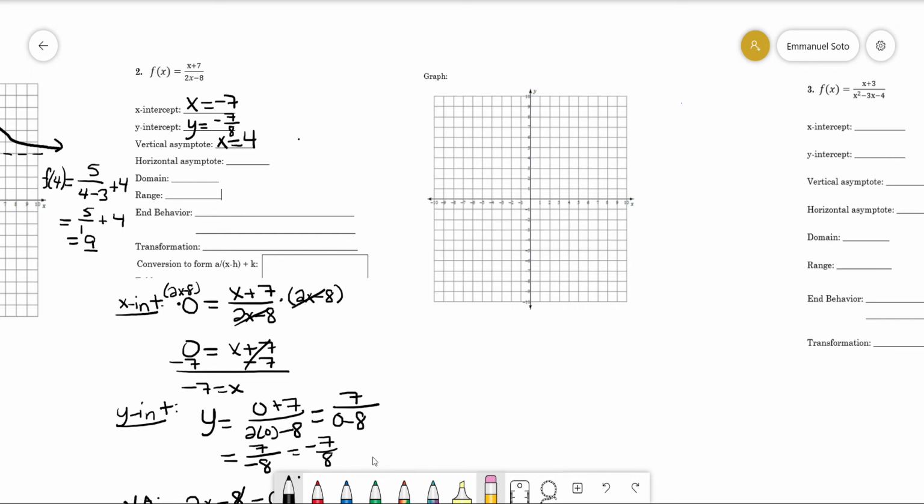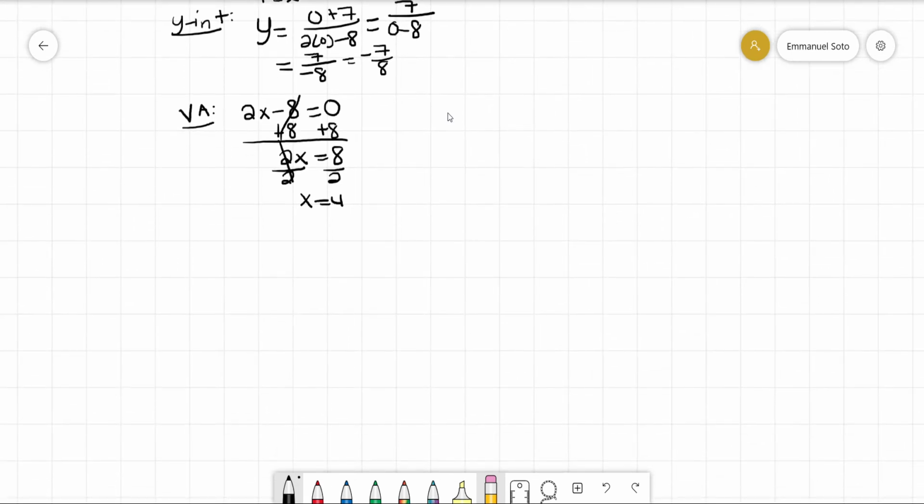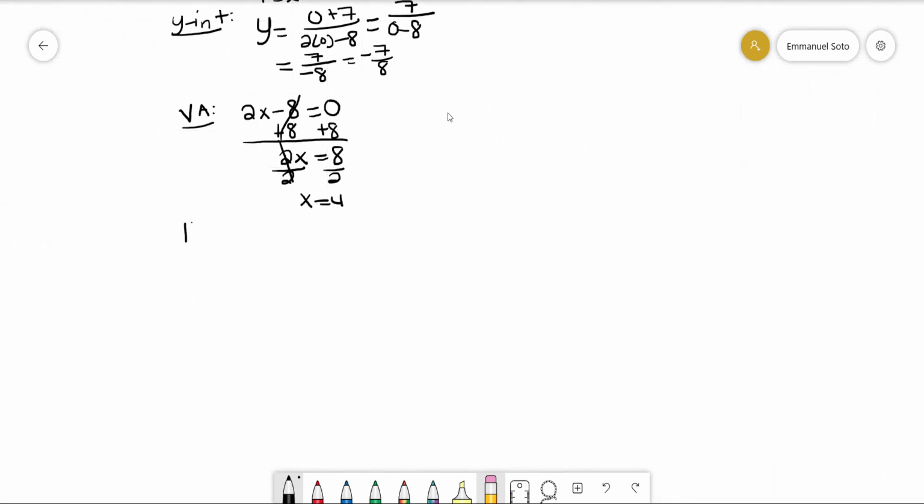Alright, at this point you want to find the horizontal asymptote. In order to find the horizontal asymptote, you have to look at the different categories, if you will, for the horizontal asymptote. I'm going to discuss those 3 categories here so that we can apply that in this problem and the next problem. So let's talk about those properties. Let's look at horizontal asymptote category 1.